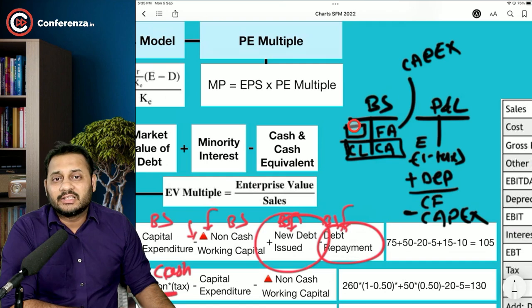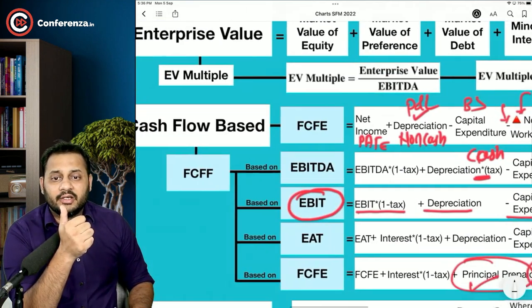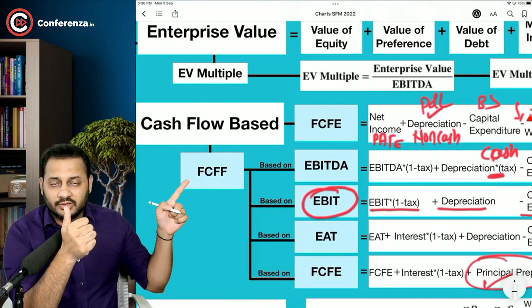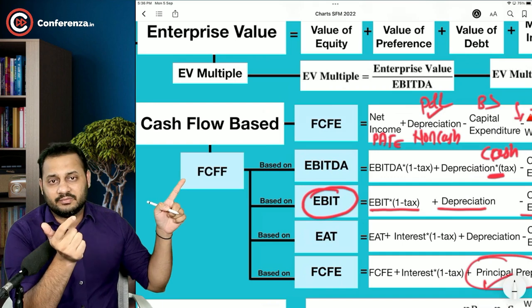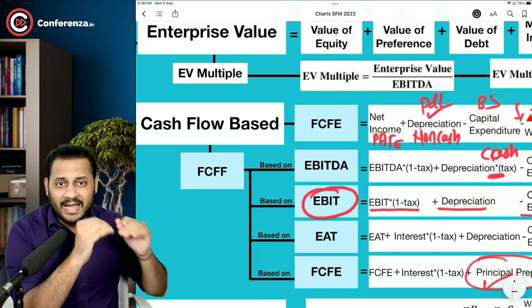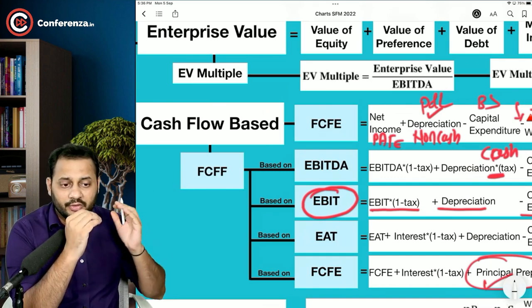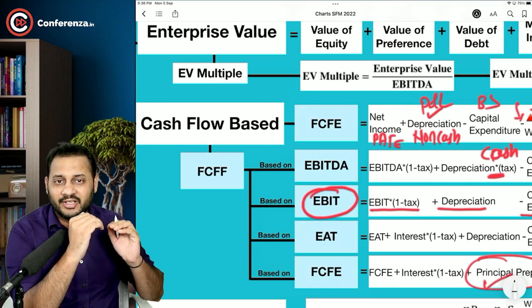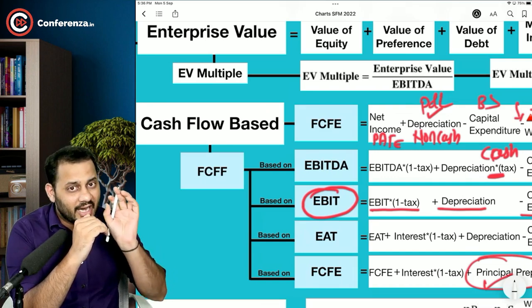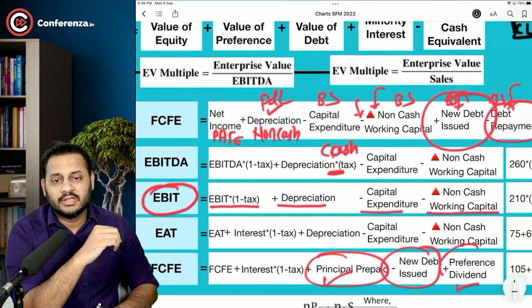Understand what type of things should not be deducted. Principal repayment will not be deducted out of these cash flows. Interest will not be deducted, because these are the payments to the debt holders. Once you make the payment to the debt holders, the balance cash flow is no more applicable for the debt holders. So you need to stop the payments to the debt holders in order to show them the cash flow, that this is the cash flow out of which you will be paid. Okay, so that's the calculation.